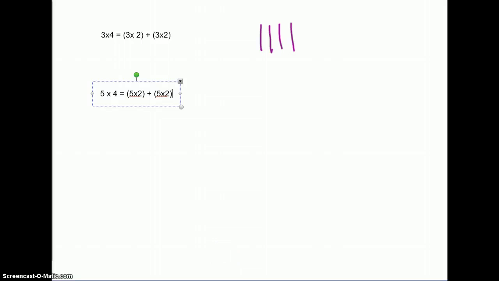And so in your head or on a piece of paper, you broke this apart. 5 times 4. Ooh, I don't know 5 times 4, but I do know 5 times 2 is 10, and another 5 times 2 is 10. And then when I add those up, oh, I know 10 and 10 is 20.